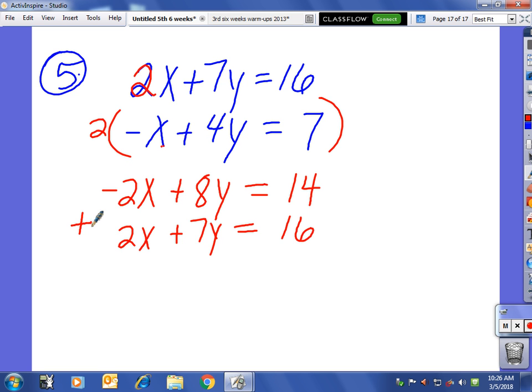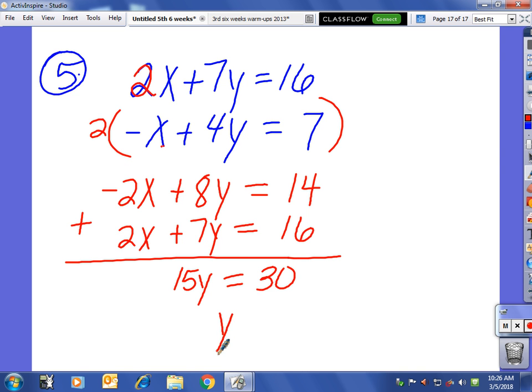And now the x's will cancel. And you get 15y equals 30, and y would equal 2. Now, go back to either one of the original equations or even the new equation that we created by doubling the second one.